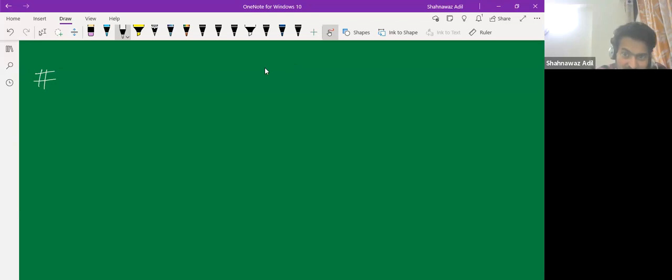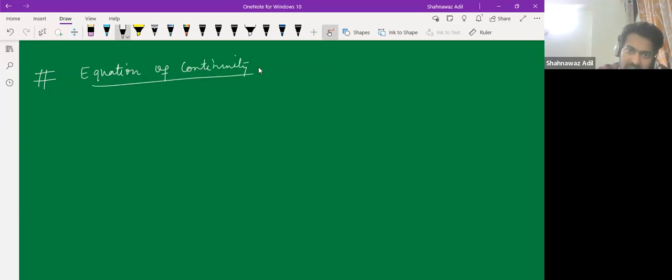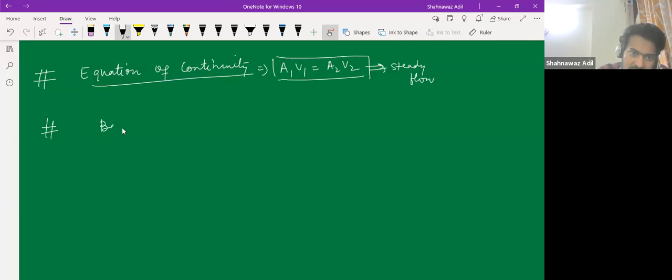Okay. So I will just quickly write the important things, and I will explain these in the subsequent Friday class. So the equation of continuity, right? This says that area into velocity, A1 V1, is equal to A2 V2. This is a very important relation, and this is used in streamline or steady flow, right? And then you have Bernoulli's equation.